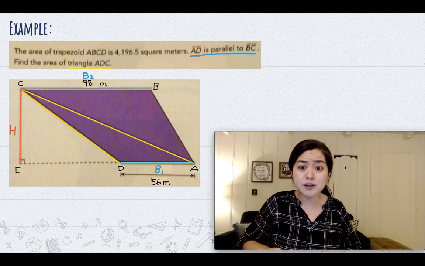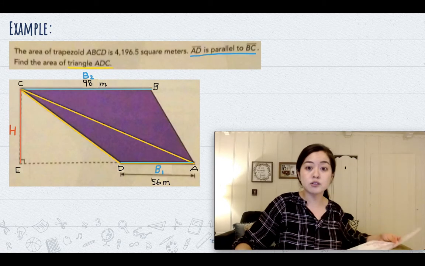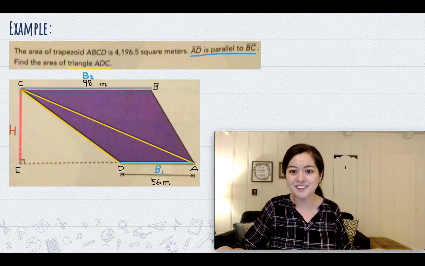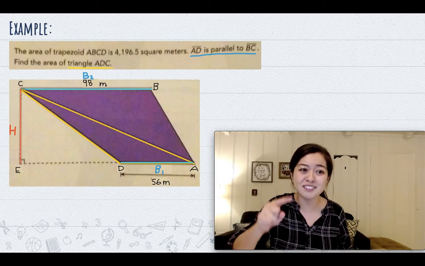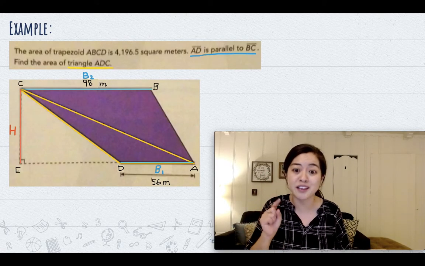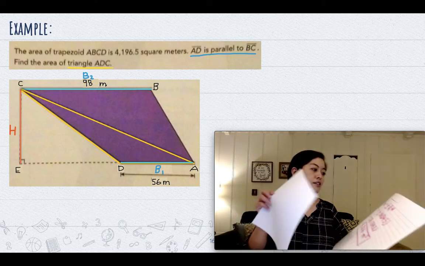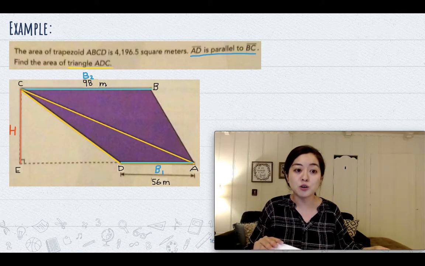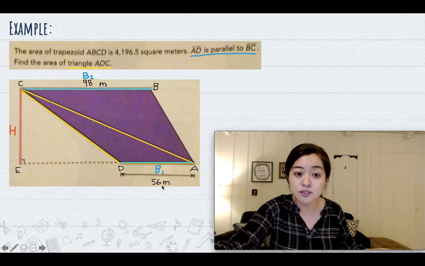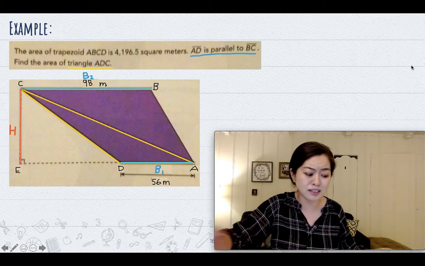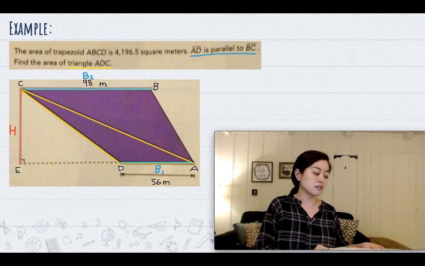All right, so now I figured out H. Okay, my height was 54.5 meters. But am I done with the question? No, not yet. Almost not yet, because my question asked, find the area of the triangle ADC. Okay? So if I want to find the area of the triangle ADC, I know my height as 54.5 and my base of my triangle here is 56, okay? So that's what I know. So that I can easily compute my area of my triangle, okay?